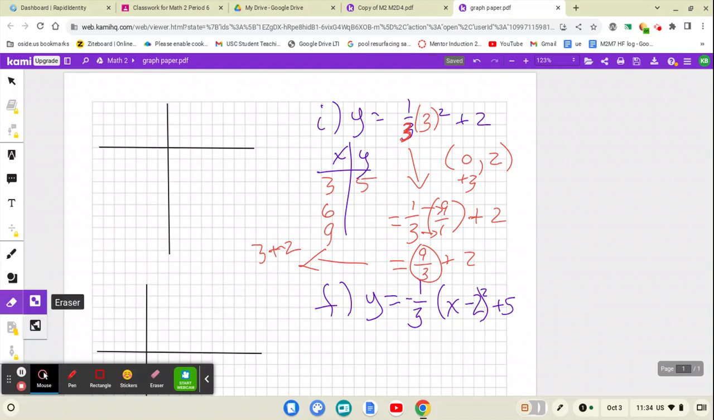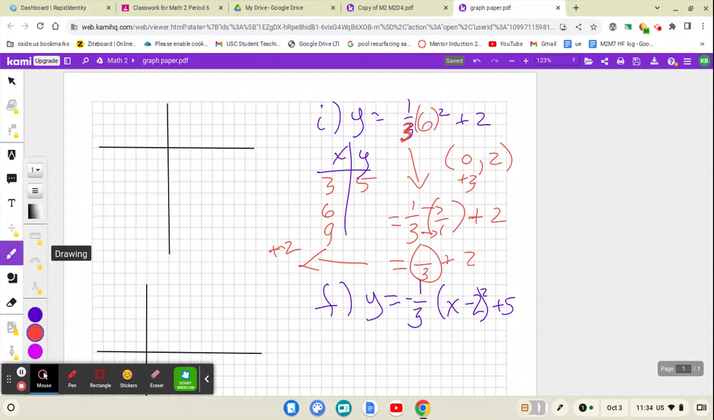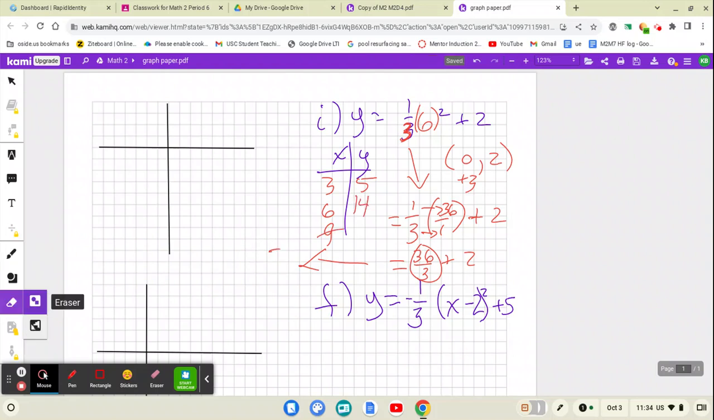Sorry, it is so sloppy. Let's see if we plug in 6. 6 squared is 36. 36 thirds is 12, plus 2 is 14. That's already pretty big. I'm not going to deal with 9. Let's erase that work. It doesn't want to erase. Okay, I'm not worried about the rest of it. Just fast forward till I start graphing.